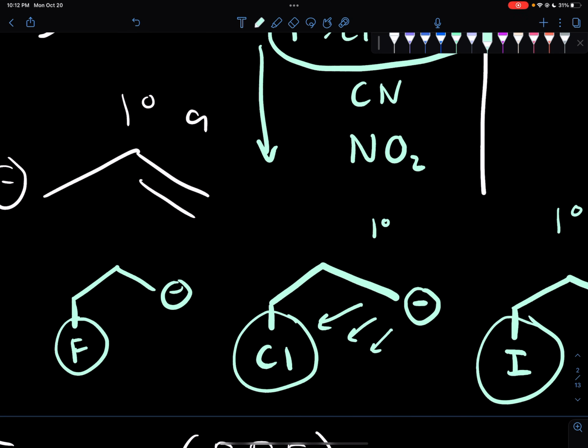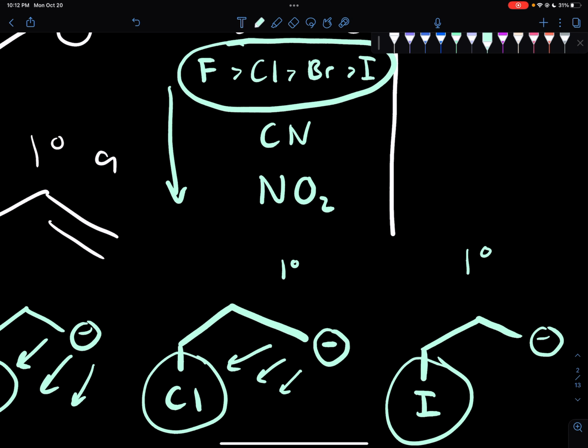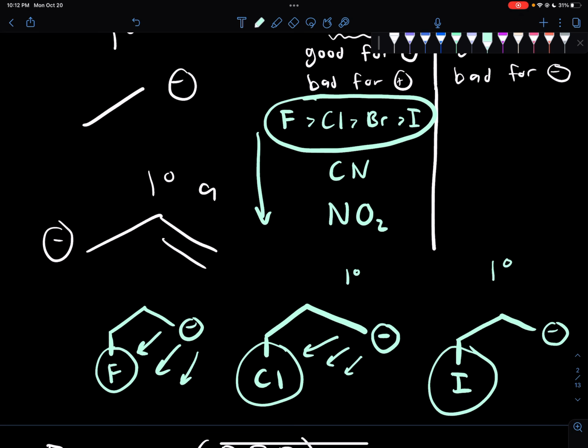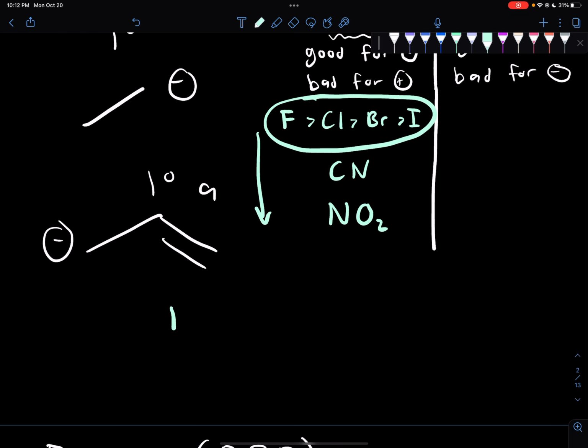Fluorine is the best because it's electronegative. It's the most electronegative element, so it has the strongest pull, right? Whereas iodine has the weakest out of these four options. So this you should definitely know. Now you're probably wondering, I thought iodine holds a negative charge the best. Like if you're ranking anions, iodine actually is better than fluorine.